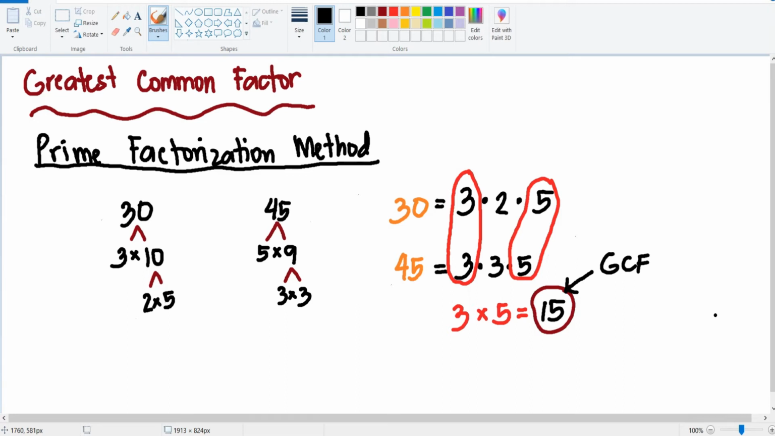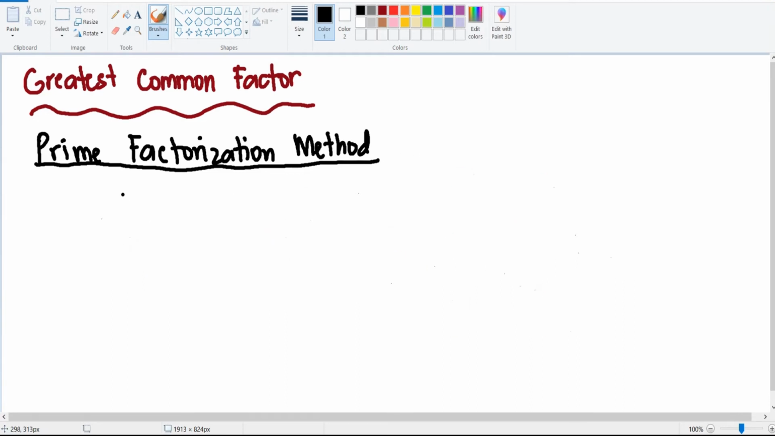Okay, let's have another example. So for example, we have 90 and 72. Let's start with 90. Let us look for the two numbers that if we multiply, the answer is 90. We have 9 times 10. You can also use 3 times 30. Okay, so 9 is still a composite number, also 10. So let us find their two factors. So 9, we have 3 times 3, and 10, we have 2 times 5.